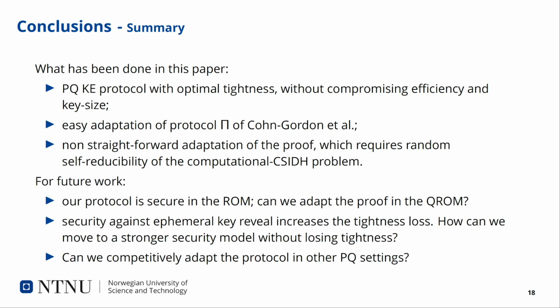For future work, we have seen that our protocol is secure in the random oracle model, but I pointed out in Game 2 that this security proof might not carry on in the quantum random oracle model. So is it possible to do so or not? Then, the security against ephemeral key reveals usually increases the tightness loss. Is it then possible to move to a stronger security model in which we allow this type of queries without losing tightness? And the last open question is if it's possible to adapt this same protocol Pi to other post-quantum settings.